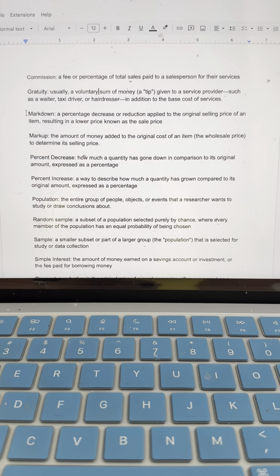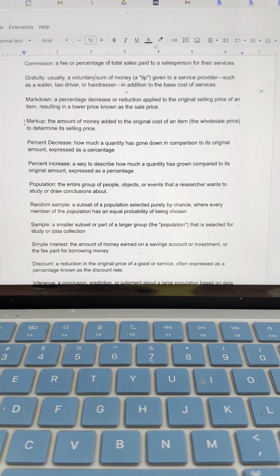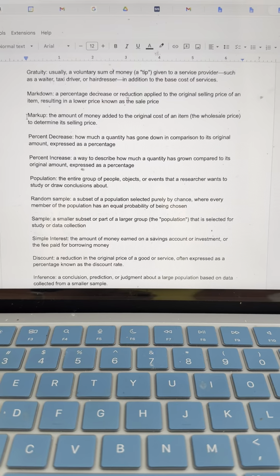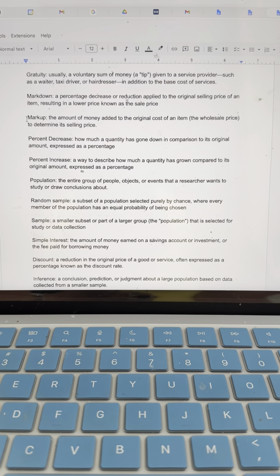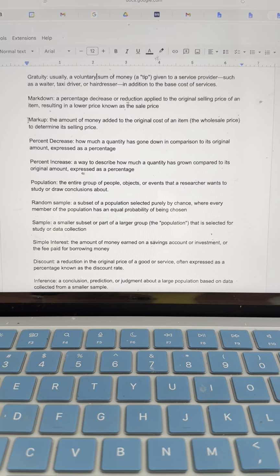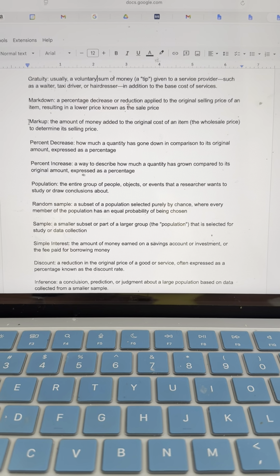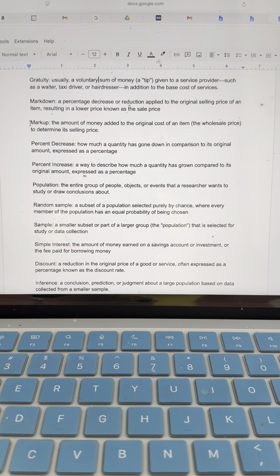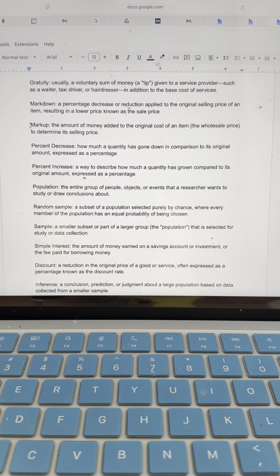Markdown, a percentage decrease or reduction applied to the original selling price of an item, resulting in a lower price known as the sale price. Mark up, the amount of money added to the original cost of an item, the wholesale price, to determine its selling price. So when stores are selling you an item, they usually buy it at a certain price, then they sell it to you for a higher price so they can make a profit, and that's the markup.